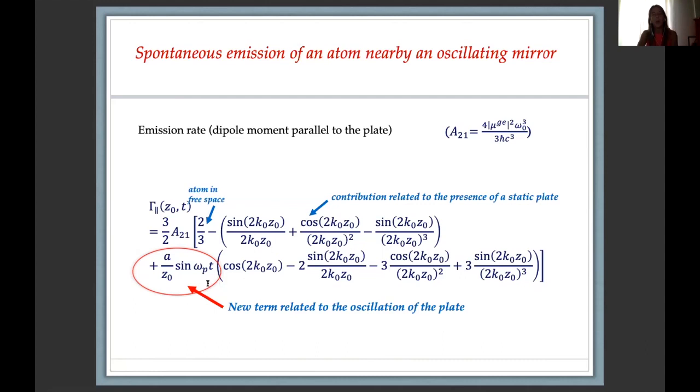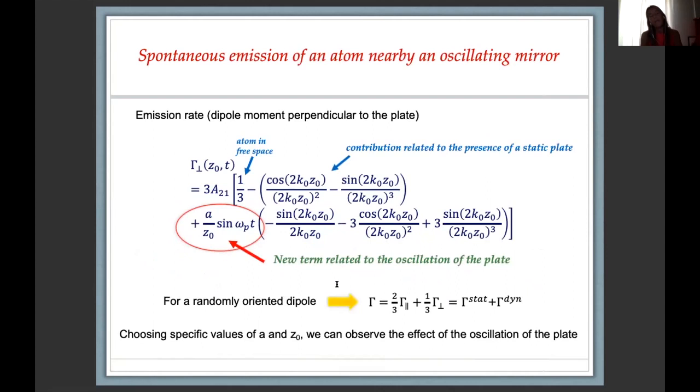Because of our adiabatic assumption, this time dependence is related to the equation of motion of the boundary. So it is interesting to see if this dynamical effect can give observable effects in the total decay rate and also in the emitted spectrum of our system. We have evaluated also the emission rate when the dipole moment is perpendicular to the plate. And also in this case, we find that it is given by three contributions. So for a randomly oriented dipole, we can obtain the total decay rate by summing the three contributions.